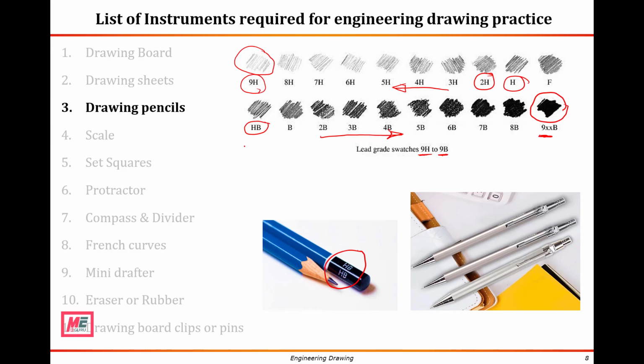Mechanical clutch pencils are also called pen pencils, shown here with the different lead sizes and grades, say 5 mm 2H, H and HB, or 4 mm 2H, H and HB may also be used.